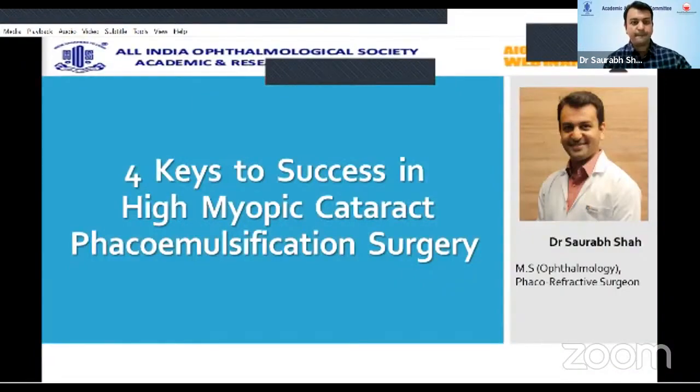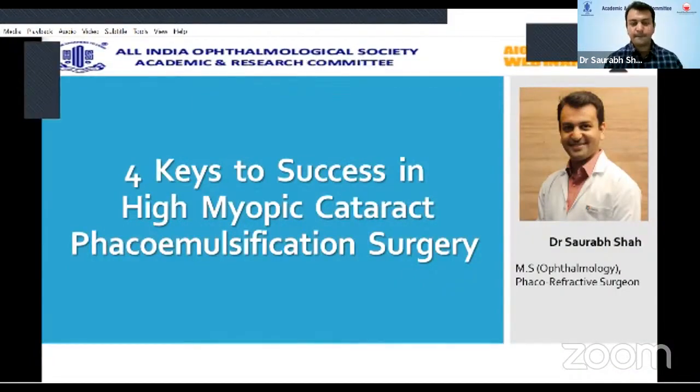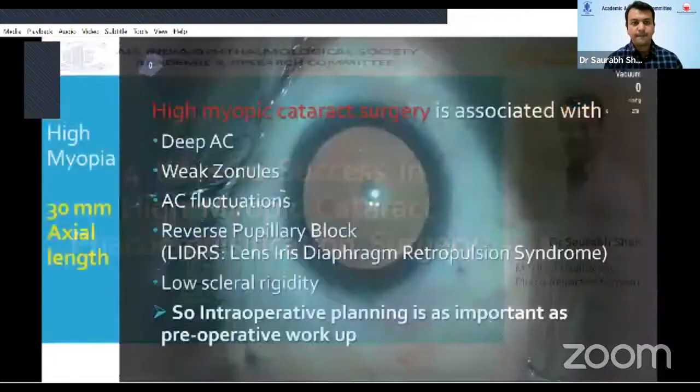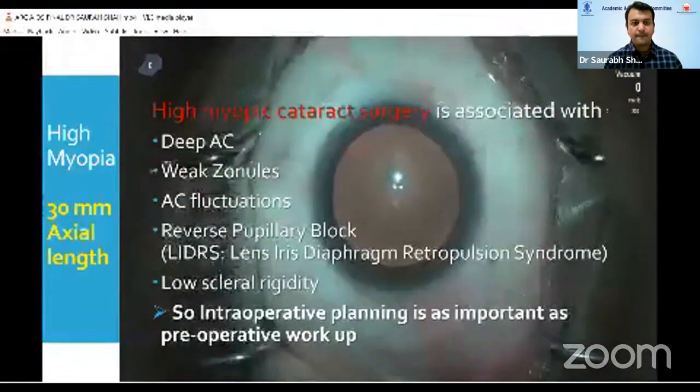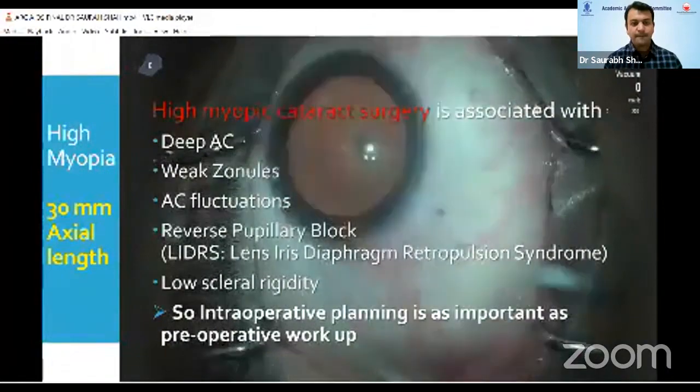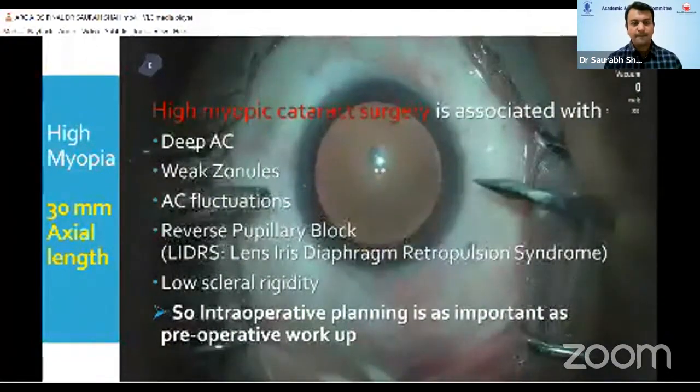Hello friends, I am Dr. Saurabh Shah, consultant eye surgeon, and today I am going to talk about key factors to success in high myopic cataract surgery. As we all know, high myopic cataract surgery comes with certain challenges. So intraoperative planning is as important as preoperative workup.